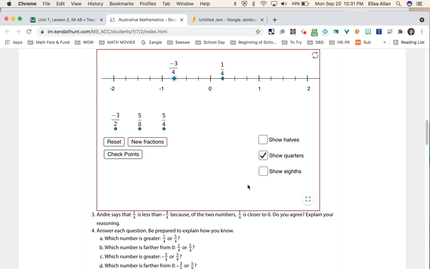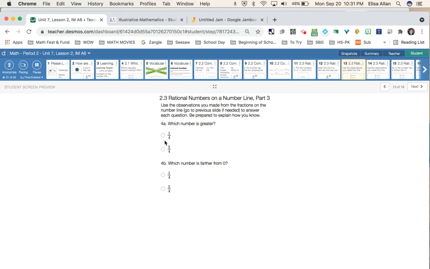So here we have: which is greater, 1/4 or 5/4? Here we have 1/4 already plotted. 5/4 I can plot by putting 1/4, 2/4, 3/4, 4/4, and 5/4. So here, which number is greater? Well, if it's going to be further to the right, it must be 5/4. So of these two, 5/4.